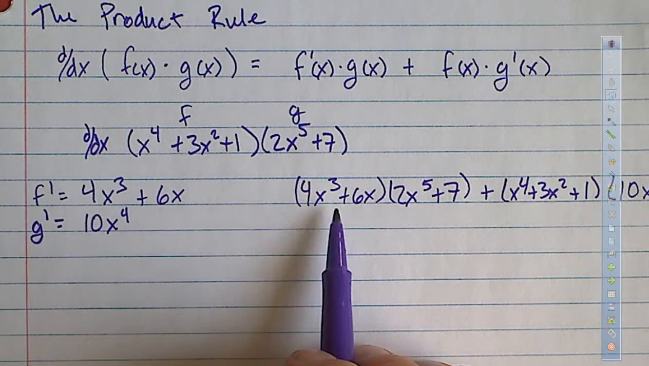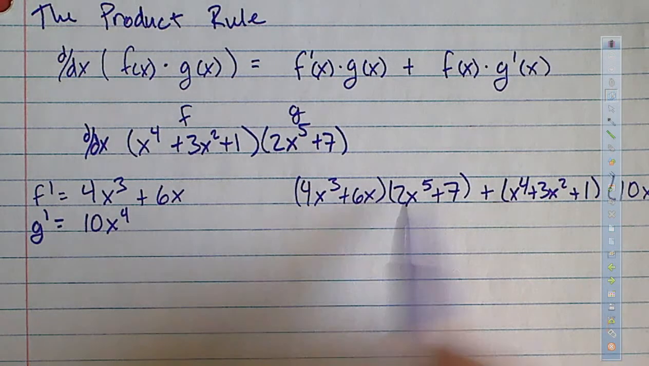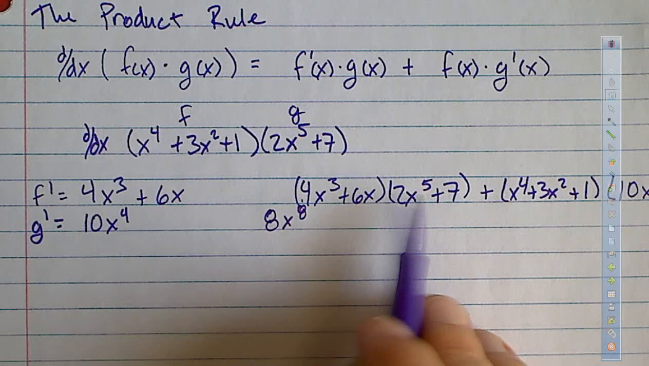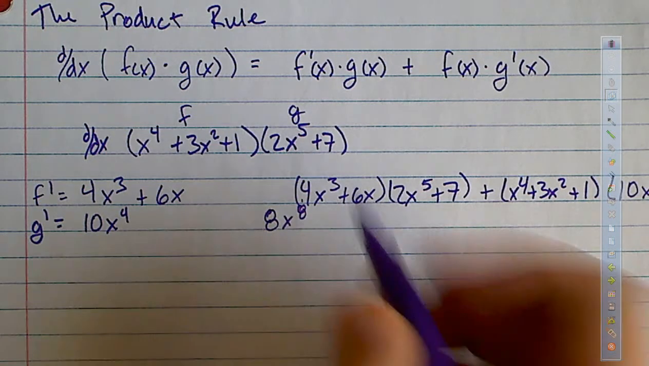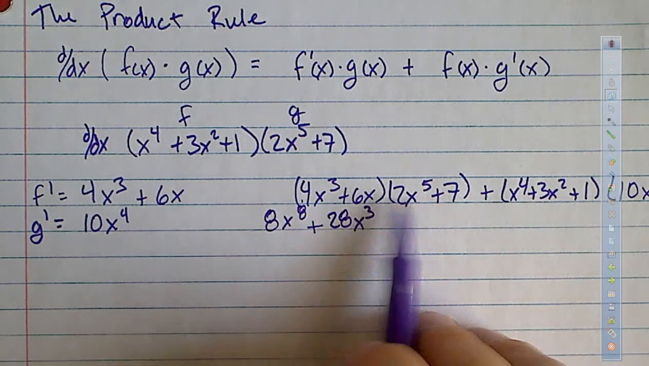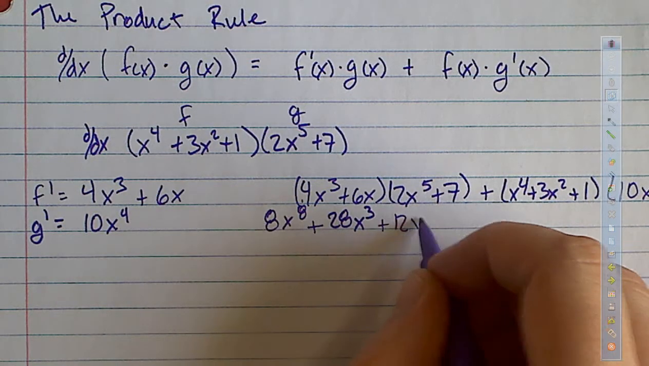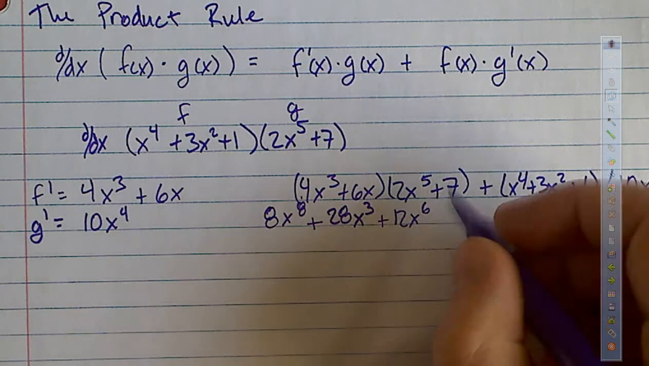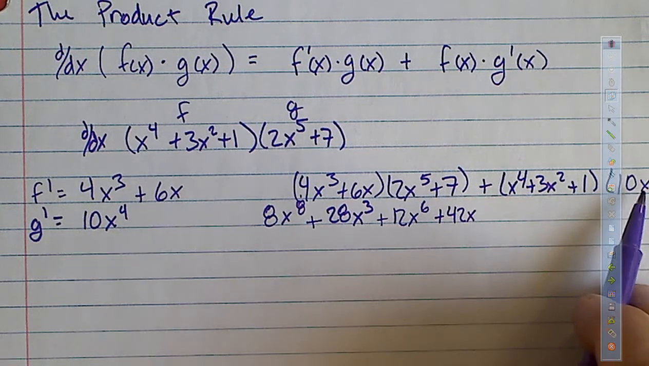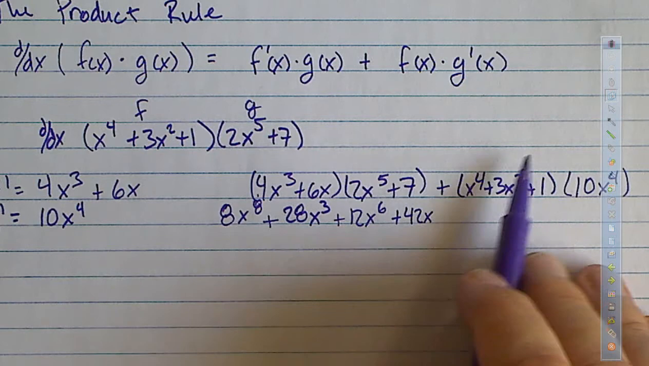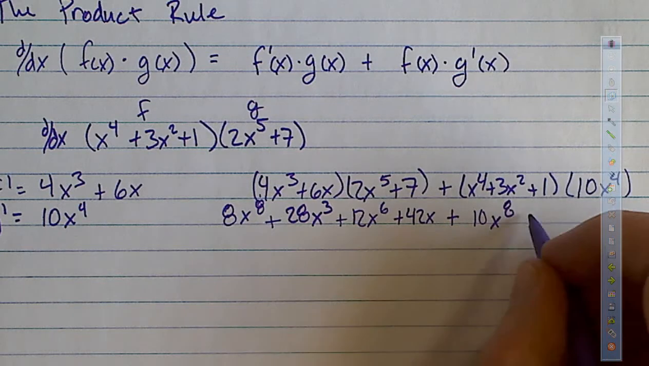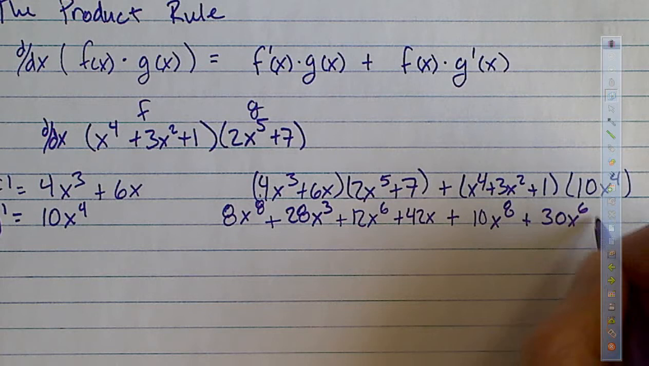So on the left-hand side here, if I FOIL this all out, I'm going to get 8x to the 8th, because I'm doing first times first. If I do outside times outside, I'm going to get plus 28x to the third. If I do inside times inside, I'm going to get 12x to the sixth. And then if I do last times last, it's going to be 42x. You guys with me so far? Okay. Now over here, I just have to distribute the 10x to the fourth to all three terms inside, and then I'm done. So this is going to be 10x to the 8th plus 30x to the 6th plus 10x to the 4th.